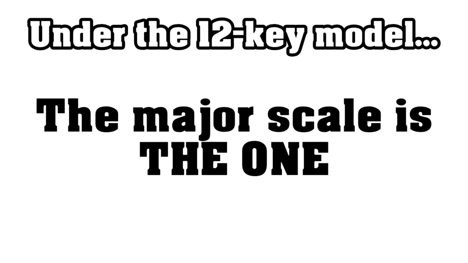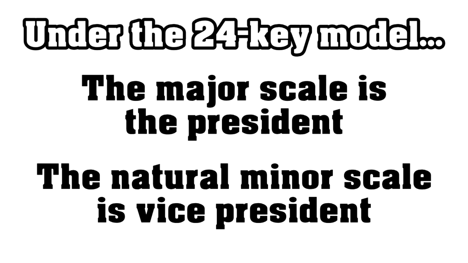The main benefit of this model is that it always maintains mathematical accuracy. Under the 12 key model, the major scale is the one and only default scale from which all other chords and scales are derived by using scale formulas. Under the 24 key model, on the other hand, you have the major scale, which is the default scale, but then you also have this natural minor scale, which is sort of like another default scale. Now, you can't have 2 different default scales. Therefore, the 24 key model will not always maintain mathematical accuracy.